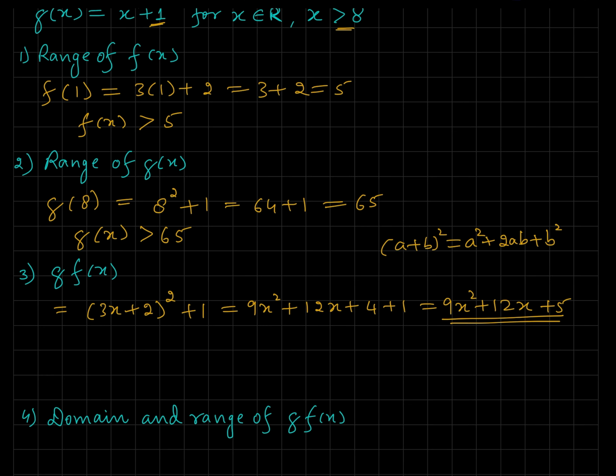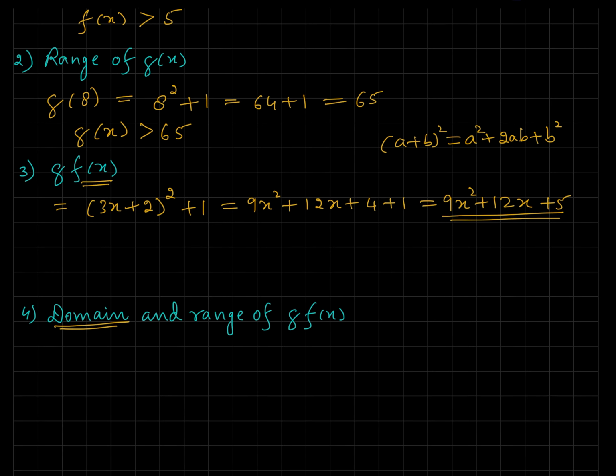Now next we have to find out the domain and range of g of f(x). Clear? So the domain would be what? Our domain would be, whatever the inner function is, what? f(x). The inner function is f(x). So whatever is the range of f(x), that would be included. Okay, so let us see. For finding out the domain, I will simply restrict this. So this is 9x squared plus 12x plus 5. This is our g of f(x). We are finding out the domain of this.